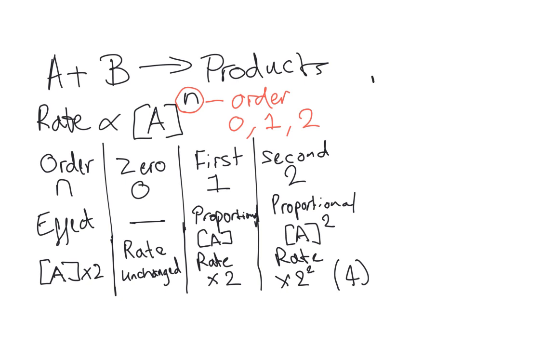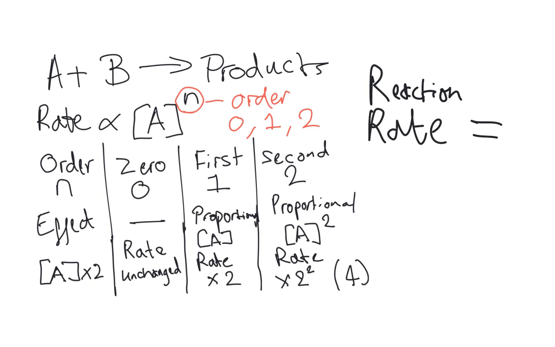So you'd end up with the reaction rate is equal to some constant, and we call that constant K, times A to the power of N, like we've said before, and B to the power of, well, we'll call it M because it doesn't have to be the same as A. In fact, it probably won't be the same as A.